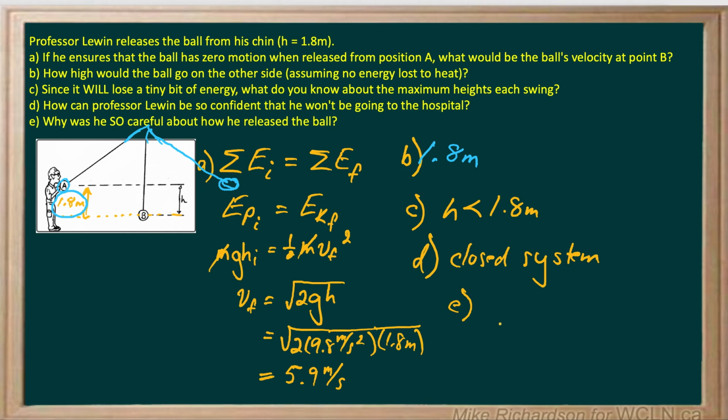However, you did notice in the video that he was awfully careful as to how he released the ball, and that's because he didn't want to add energy. No energy should be added. And by that I mean he doesn't want to give the ball a slight push, because if he does, then it also has an initial kinetic energy. So now we have no idea what the final height would be because we have this unknown initial energy that we have to add to the system. So he doesn't want to give it a push.